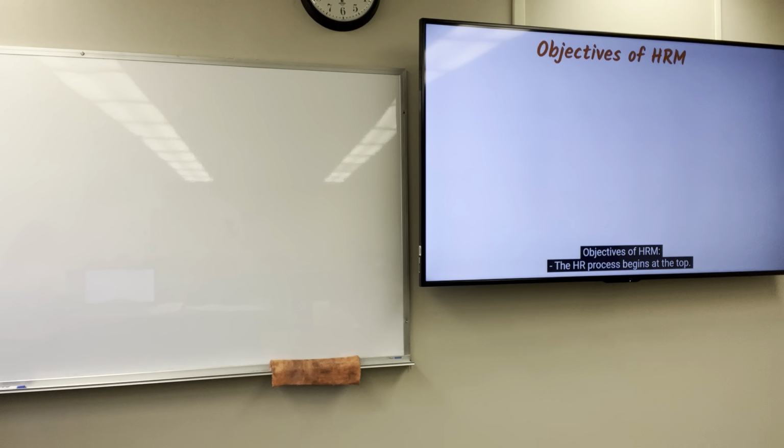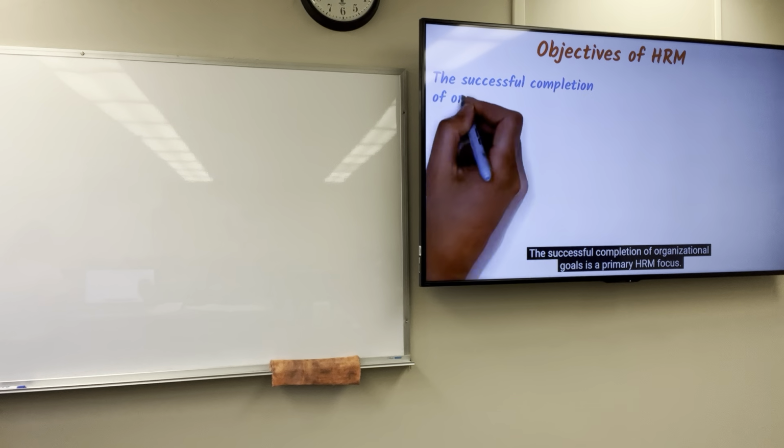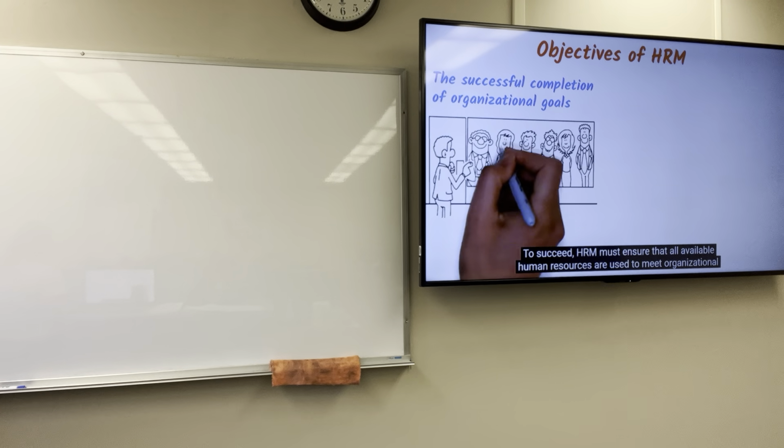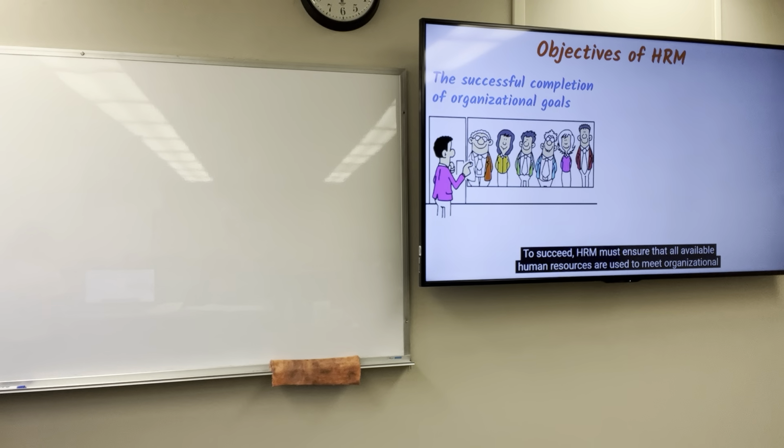Objectives of HRM. The HR process begins at the top. The successful completion of organizational goals is a primary HRM focus. To succeed, HRM must ensure that all available human resources are used to meet organizational needs and aims. HRM success and goal attainment hinge on two primary considerations: employees and the workplace.